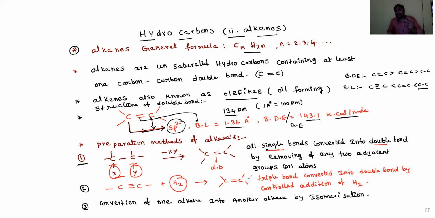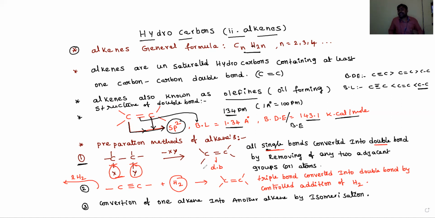Here the triple bond is converted into a double bond, which means a reduction reaction. That is also a controlled reduction, which is very, very important. If it is an uncontrolled reduction, the triple bond is directly converted into a single bond. For example, when 2 moles of H2 are added, the addition of hydrogen is almost uncontrolled. But if you want to control that reduction, we need to use specific catalysts or specific reducing agents.